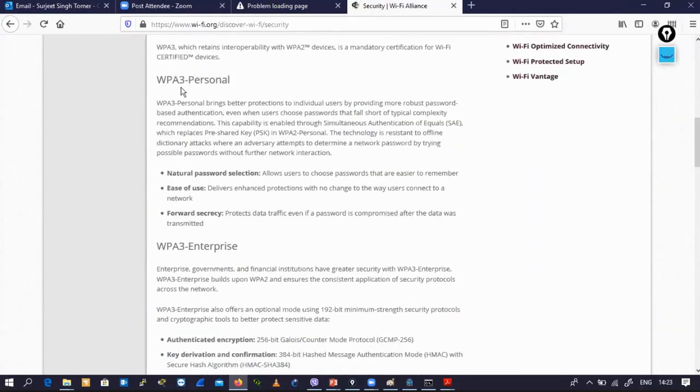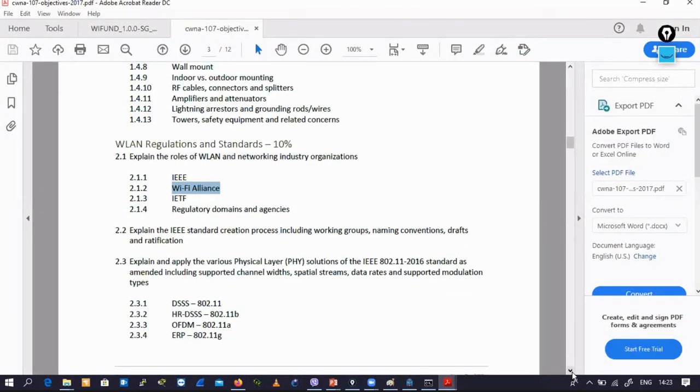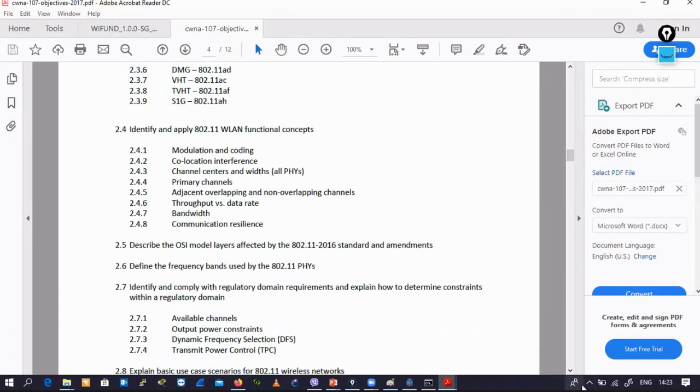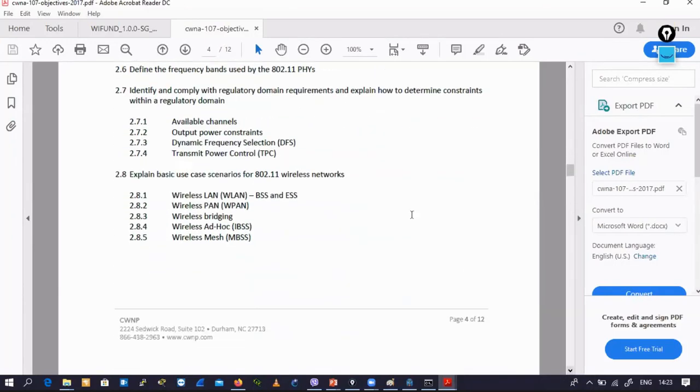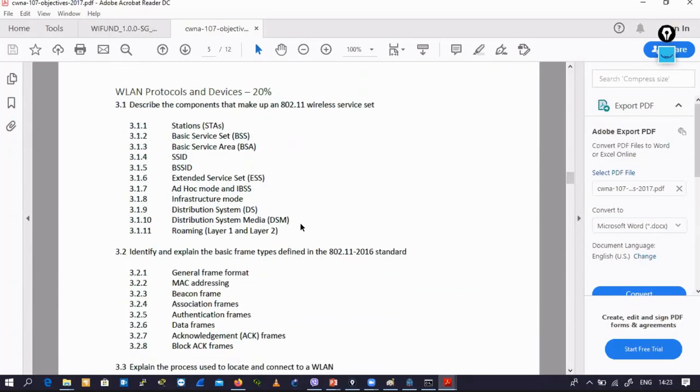And what are the enhancements? You can see here, this is PSK, the personal one. This is WPA3 and WPA3 Enterprise. Nowadays, every vendor is manufacturing their devices with the new security, which is called WPA3 and WPA3 Enterprise. You will get lots of information, and you cannot find Cisco here. You cannot find Cambium. You cannot find Huawei. You cannot find Ruckus or Aruba here. It's only about Wi-Fi.